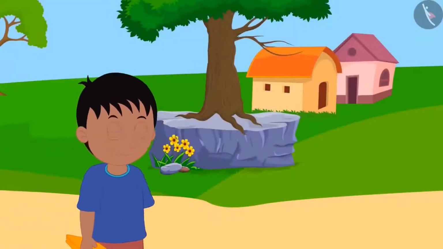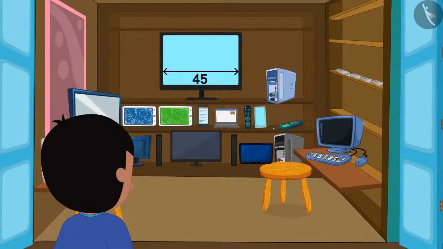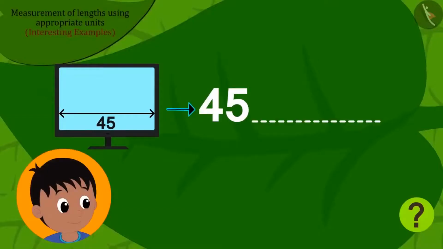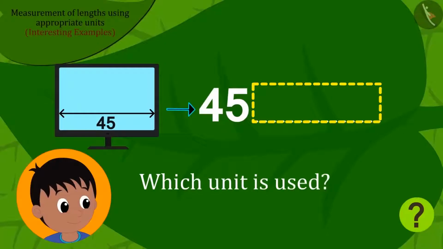When Raju was returning home, in a shop on the way, he saw a computer monitor like this. On the monitor, the screen size was written in this way. But only the number 45 was written below that. Raju came to know that the length of the screen of the monitor was 45. But Raju did not understand which unit was used for it.